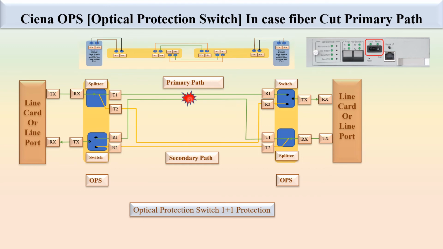Suppose there is a cut in the primary path. You can see here, so the switch goes to the R2. Before that it was connected to that, but when there is a loss of signal on the R1, the switch just switches from R1 to R2.